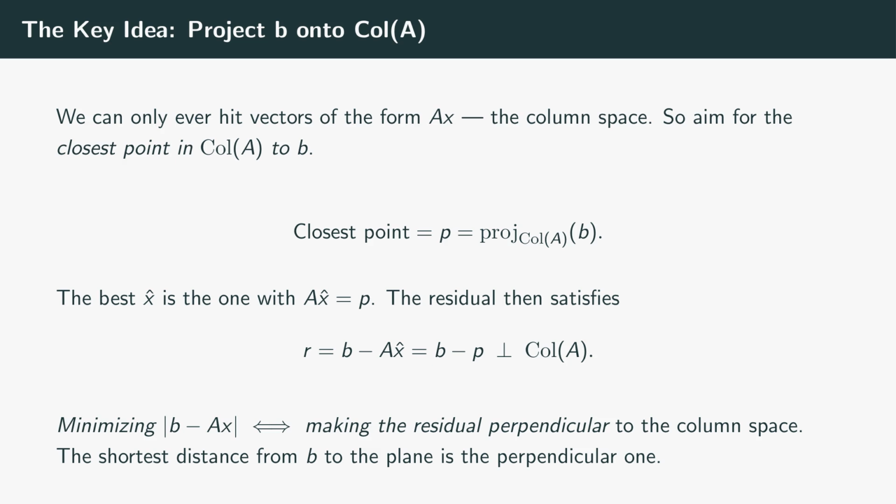The best x hat is then the one whose output Ax hat equals that projection. When we make that choice, the residual, b - Ax hat, equals b - p, which is exactly the projection error, and the projection error is perpendicular to the column space. That's the whole principle. Minimizing the length of the residual is the same as making the residual perpendicular to the column space. The shortest path from a point to a plane is always the perpendicular drop.